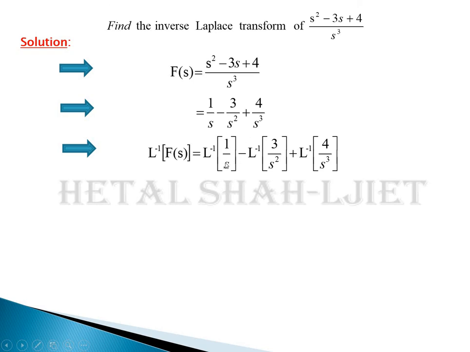Laplace inverse of 1 upon s is 1. Laplace inverse of 1 upon s square is t, and 1 upon s cube is t square by 2 factorial, but here 4 by 2 is 2. Students, here we use the formula of Laplace inverse of 1 upon s raised to n, that is t raised to n minus 1 upon n minus 1 factorial.